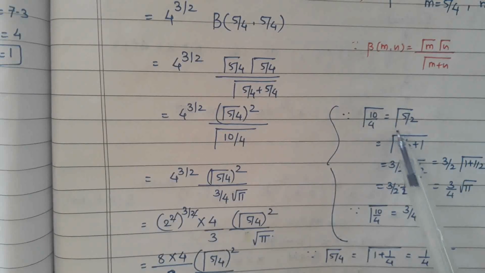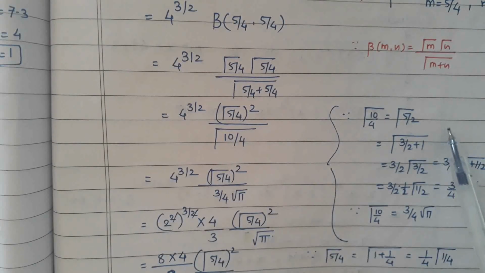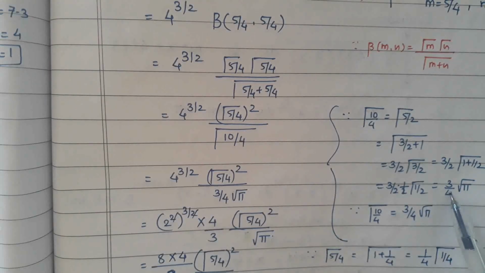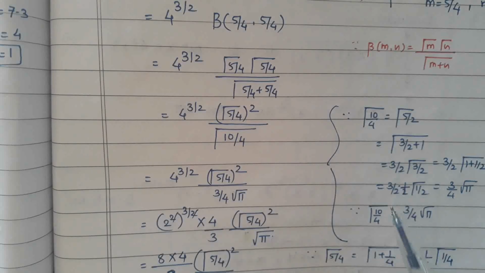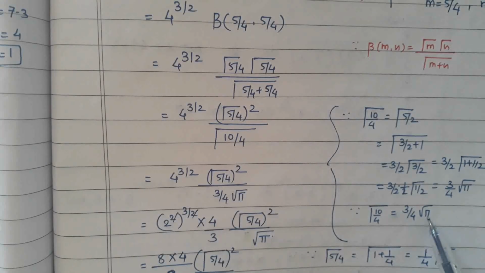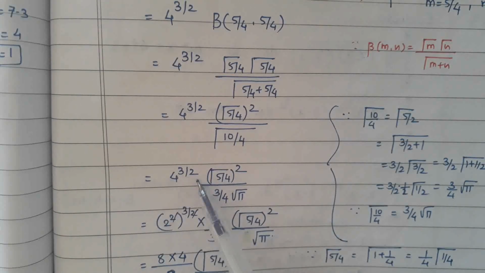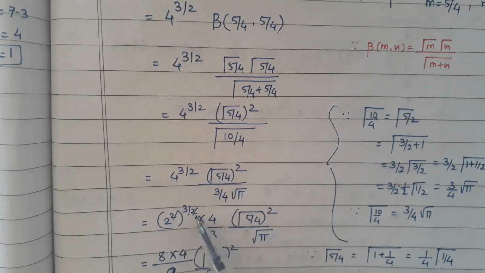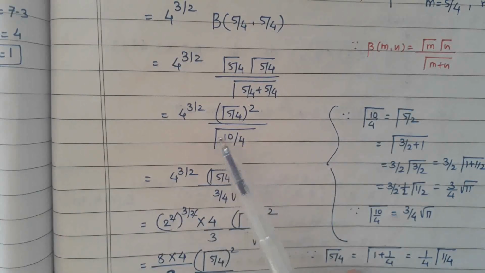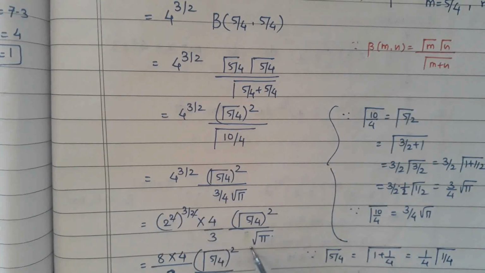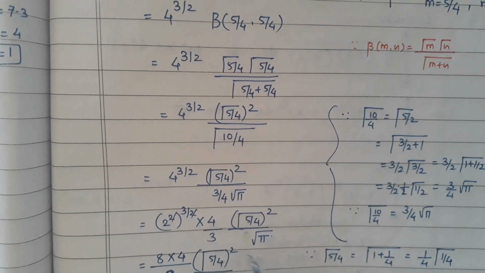Use the property of the gamma function: gamma(n + 1) = n gamma(n). Write gamma(5/2) as gamma(3/2 + 1) and use it successively. You will get the value of gamma(10/4) = (3/4) root pi. Also 4^(3/2) is 2^3, so cancel 2 here, and place the value of gamma(10/4) = (3/4) root pi. So you will get this answer here.